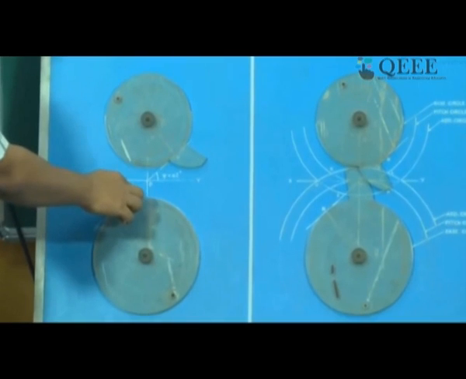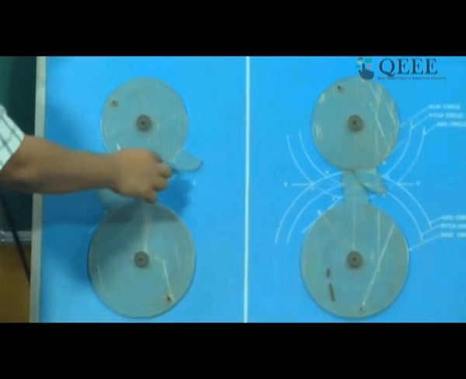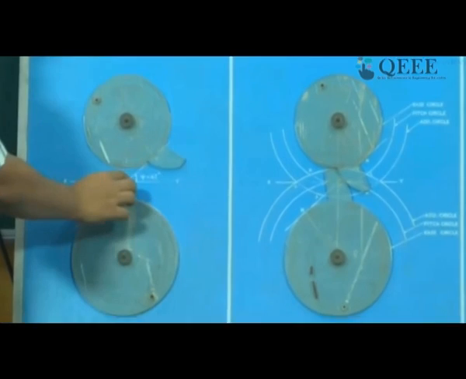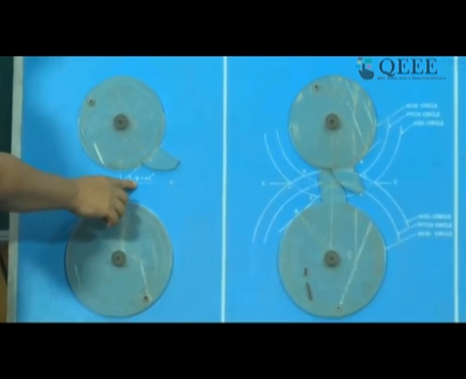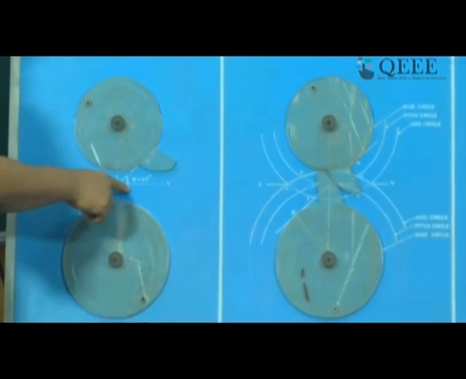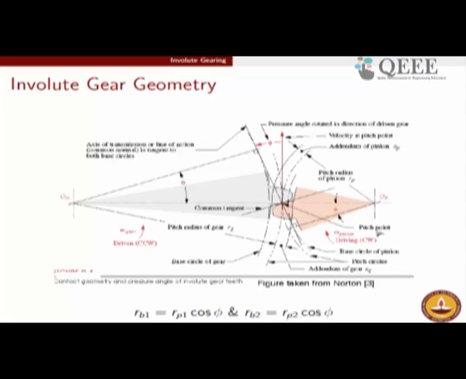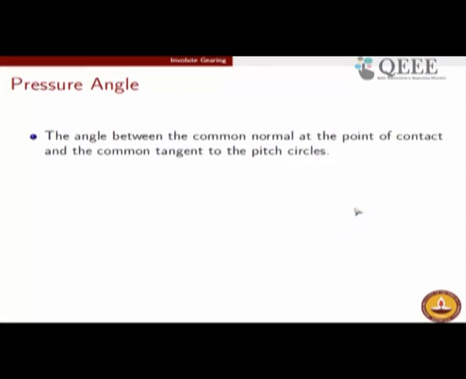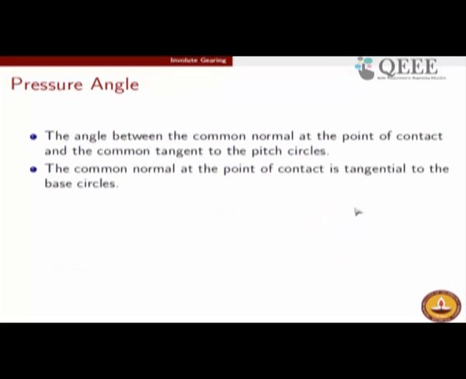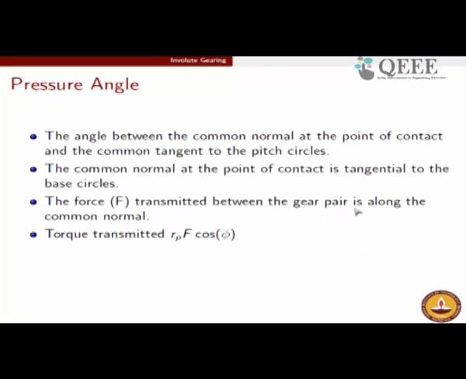So this is the common normal, which also happens to be the tangent to the base circle, and this angle, which is actually indicated as psi in this model, but we are calling it phi, will be called the pressure angle. Okay, so that's from the modeling perspective. Now we'll come back to the pressure angle. I think all that has been explained.